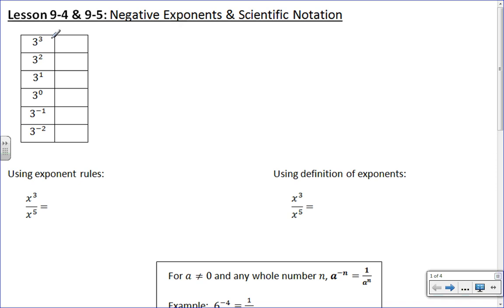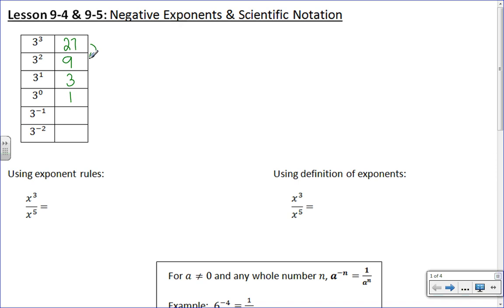We know 3 to the third is 3 times 3 times 3, which is 27. We know 3 squared is 3 times 3, which is 9. 3 to the first is 3. 3 to the 0, anything to the 0 power we know is 1. And here's where we're not quite sure, because, again, negative exponents don't really make a whole lot of obvious sense. So let's look at the pattern in these numbers.